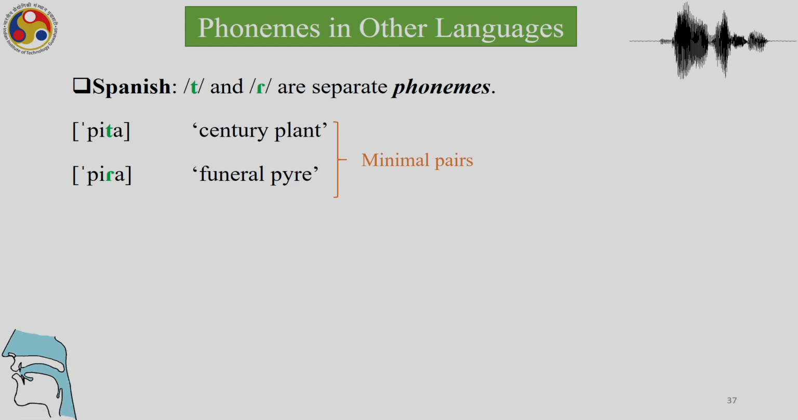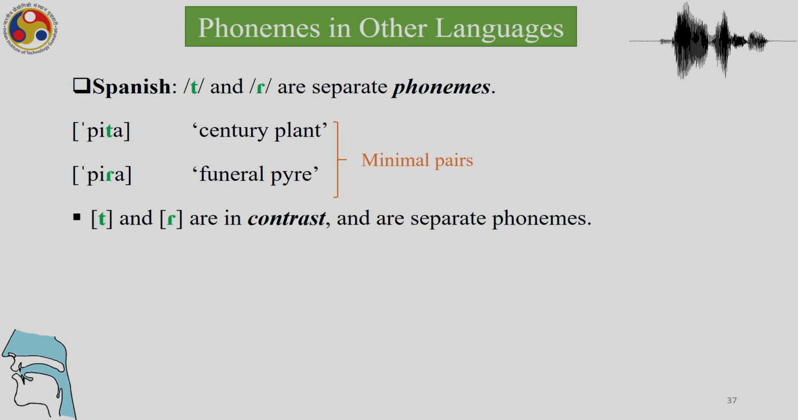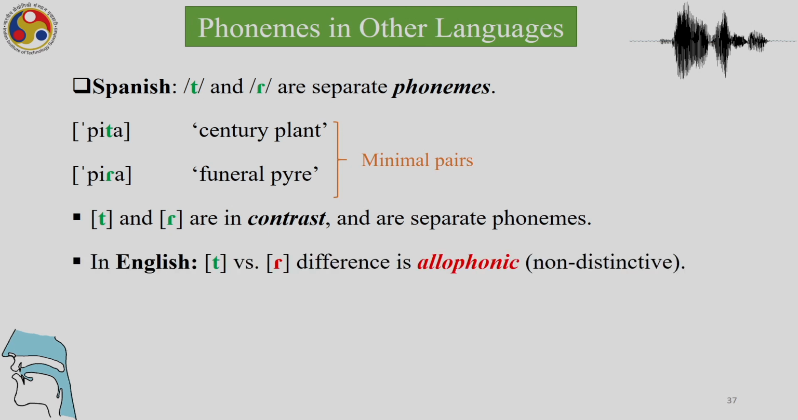Now we have Spanish, where there is no flapping rule, they are just minimal pairs. They occur in exactly the same environment. So the flap is there in contrast and they are separate phonemes. In English, the t and r difference is allophonic, non-distinctive. Remember that if it's allophonic, it's non-distinctive and it's in complementary distribution.